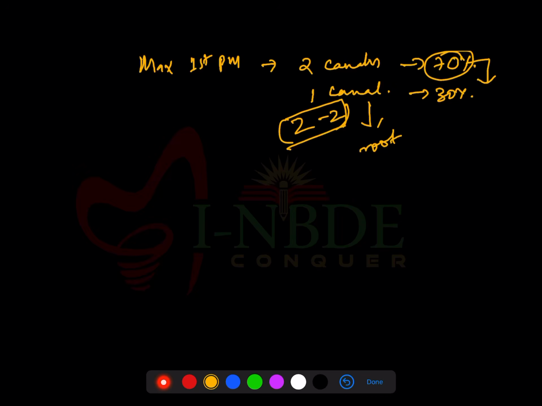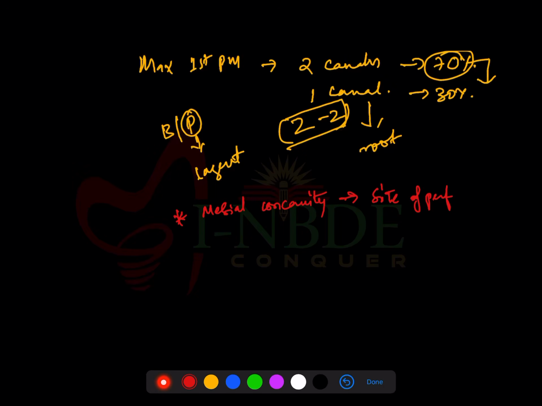Out of these two canals, one is buccal and the second one is palatal. The palatal canal is the largest and the wider one. Make a note, in the maxillary first premolar there is one problem on the mesial side, that is this mesial concavity, which we'll learn in dental anatomy. This mesial concavity is the most common site of perforation. So you have to take utmost care when you're treating the maxillary first premolar endodontically, because there are high chances that you may perforate at this area.